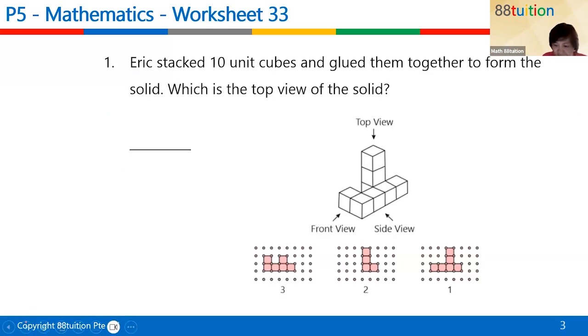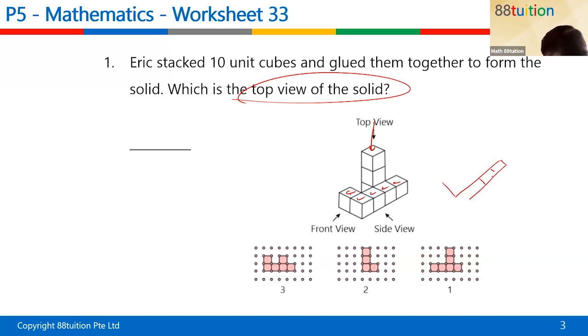Okay. He stacked 10 units and glued it. It is a front view, top view. He wants the top view of it. That means from here, you can see this is 1, 2, 3, 4, 5. You think that this is like an L shape, right? So like that. Okay. 1, 2, 3, 4. And here is 1 and 1 here.